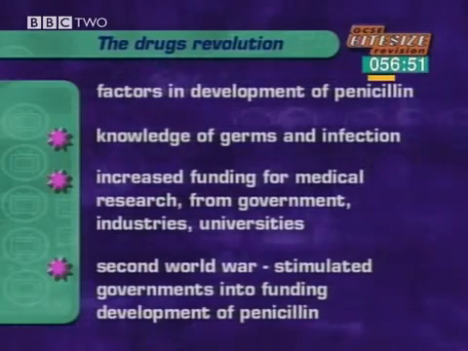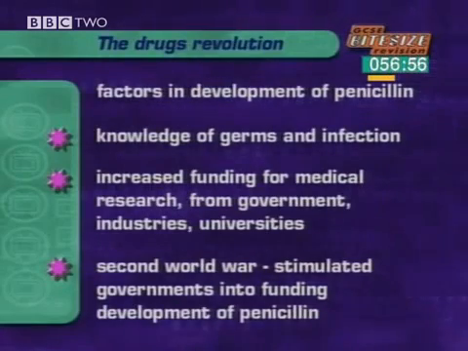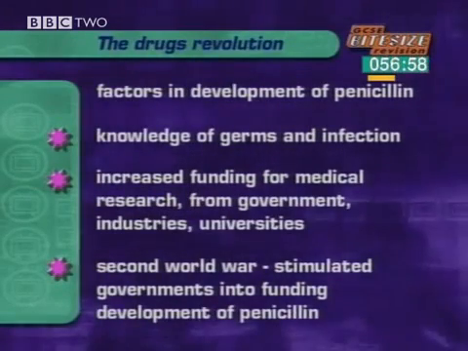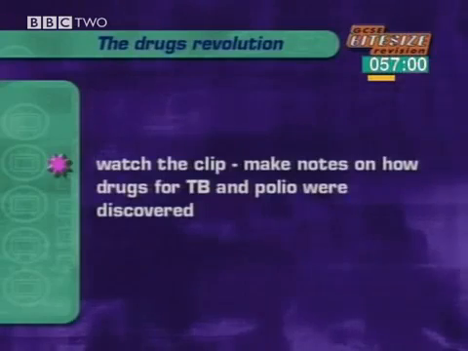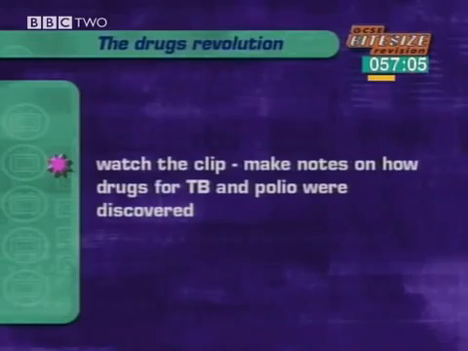The success of penicillin was the first in a series of new drug discoveries that one by one enabled doctors to prevent or cure some of the most feared diseases. While you watch the next clip, make notes about when and how drugs for TB and polio were discovered.